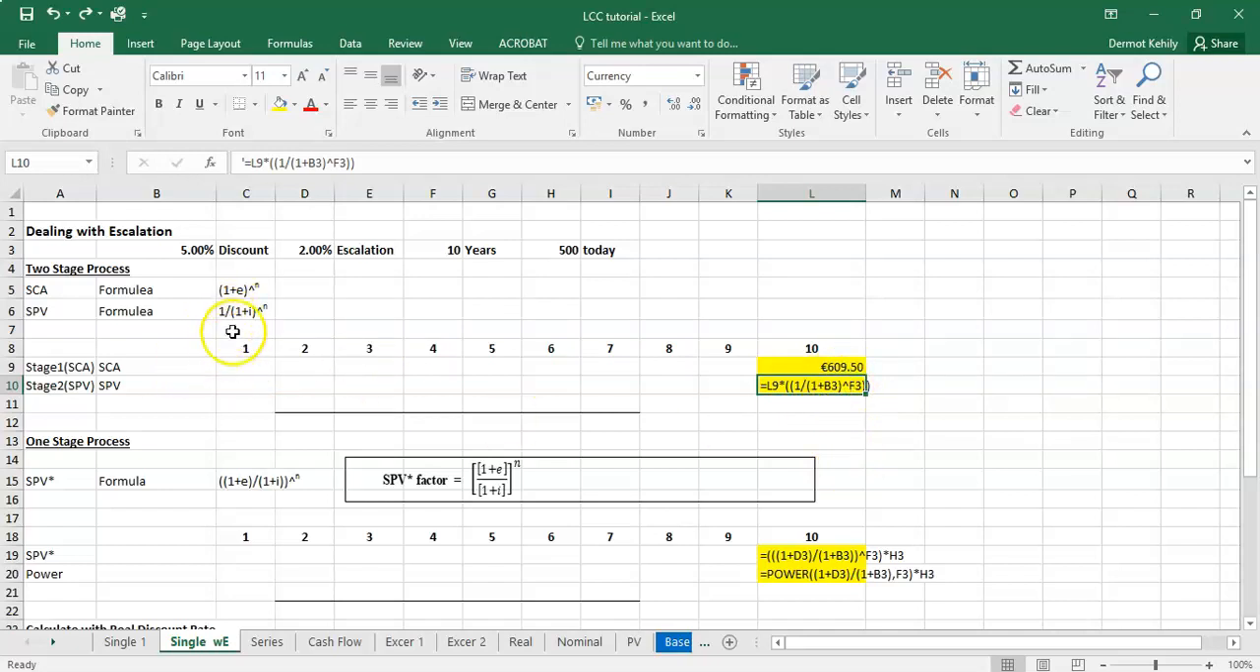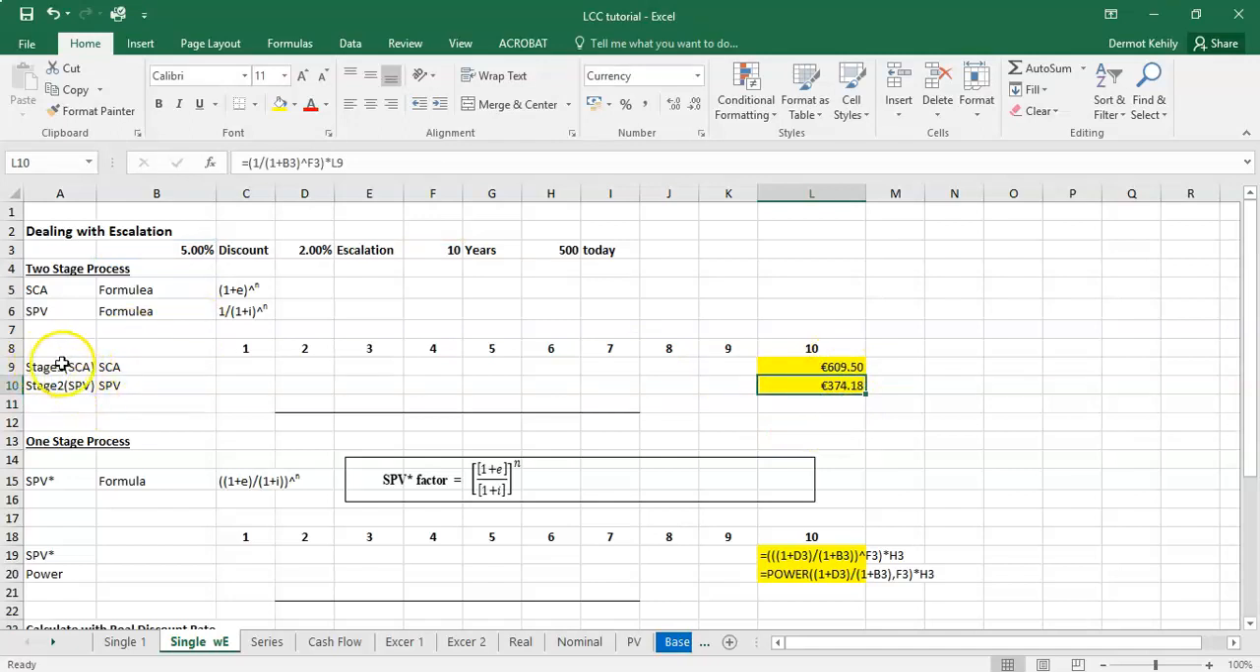So again, it's this 1 over 1 plus I to the power of n. So let's start with that. So equals 1 divided by 1 plus I being the discount rate, okay, to the power of shift 10 years. Okay, so let's put brackets around that calculation at the end and at the start to enclose it, and let's multiply it by the 609 because I'm discounting it back from that. Okay, so hit enter and I got 374.